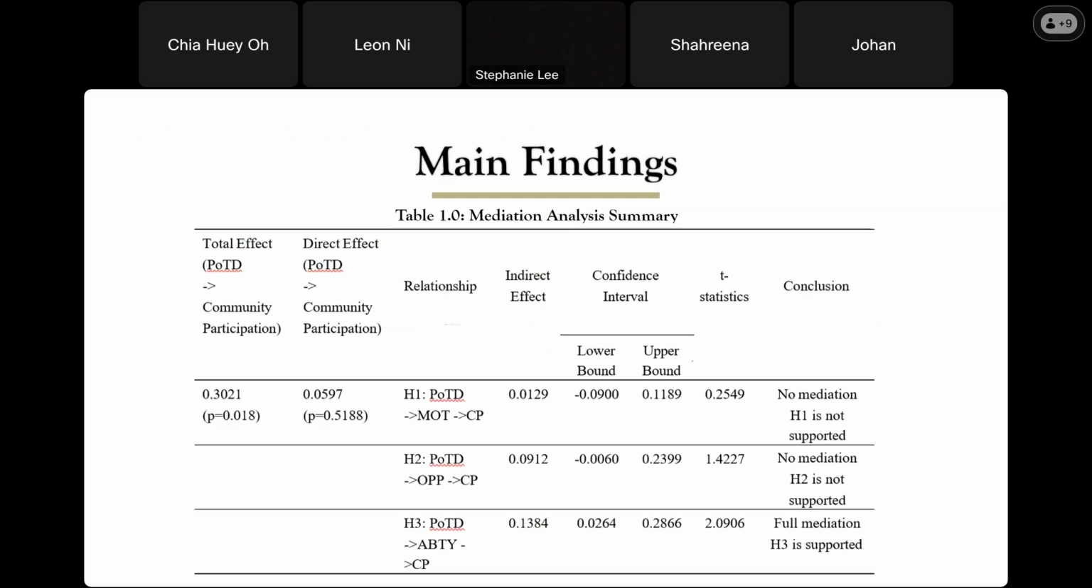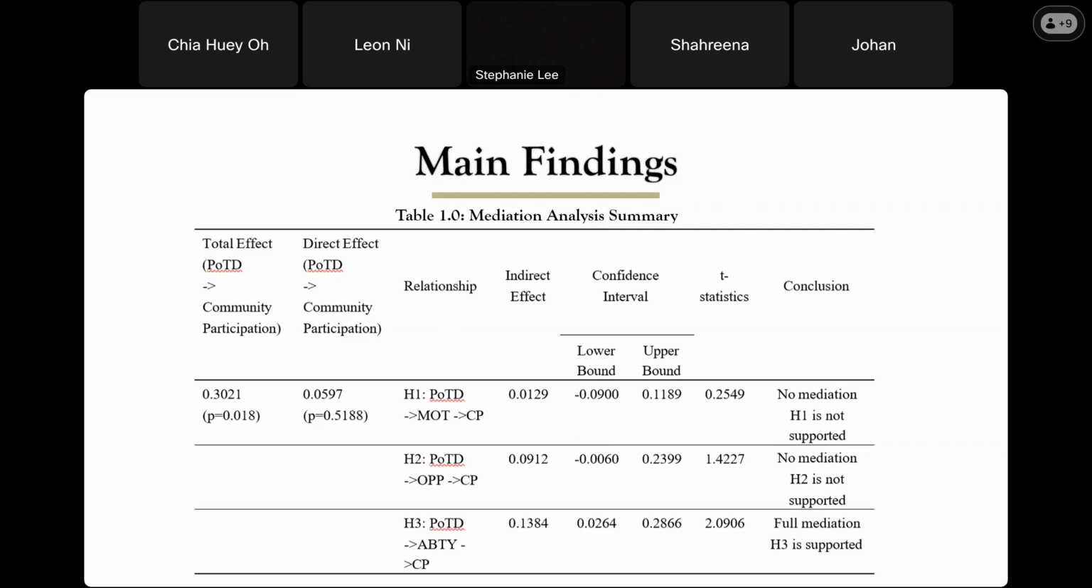Presenting to you, this is the mediation analysis summary. As you can see on the far right, the conclusion, there is no mediation for the motivation factor. So H1 is therefore not supported. There is no mediation as well for the second factor, opportunity. That's why the second hypothesis is not supported as well. However, for the last factor, ability has a full mediation. That's why the third hypothesis is supported.